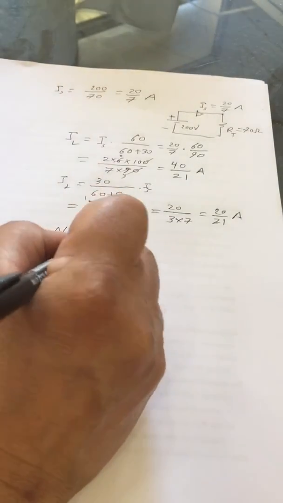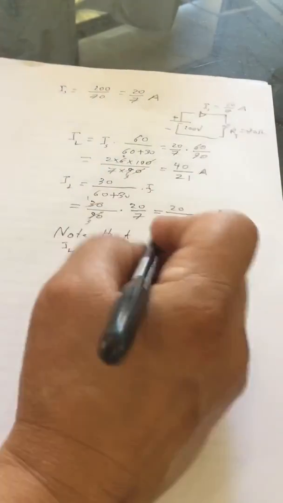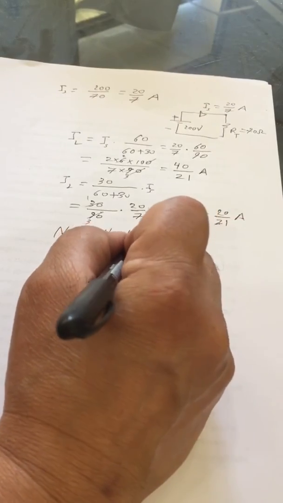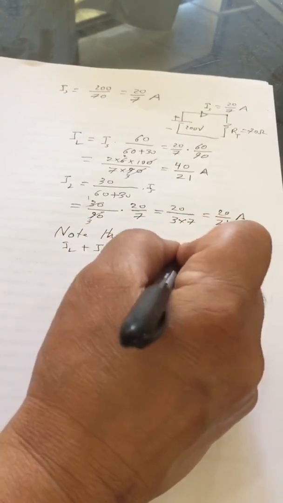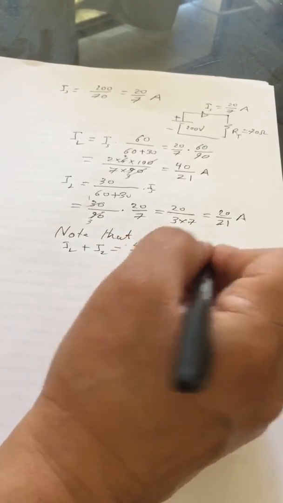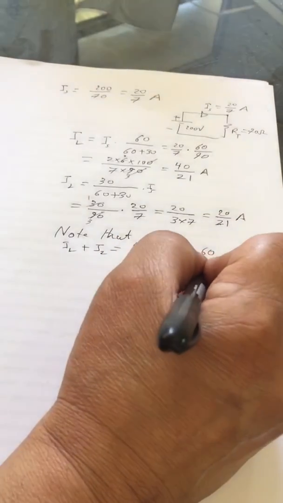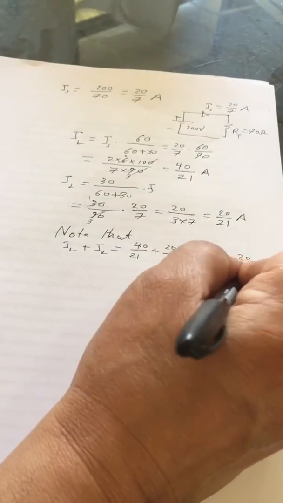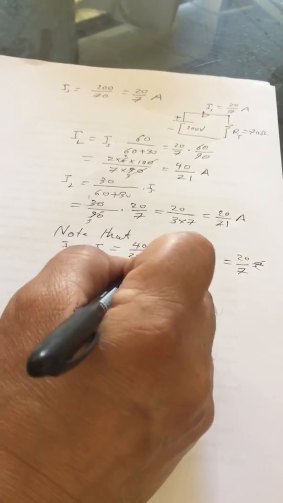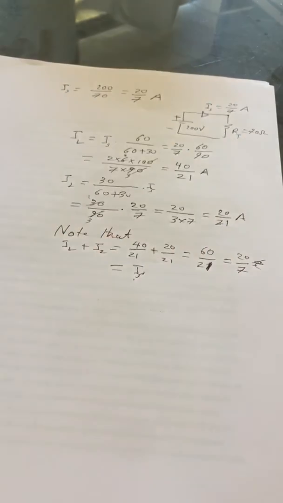IL plus I2 should give you the supply current, which is 40 divided by 21 plus 20 divided by 21, which will give you 60 divided by 21. It will be 20 divided by 7, which is equal to IS, just to make sure.